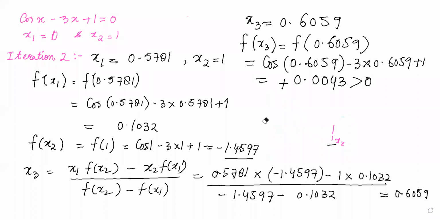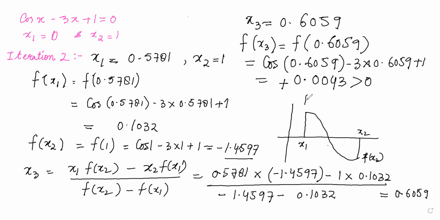Return back to our graph. The value of our function is like this. We had started from x1. This is the value of our x2. Sorry, this is x2 here. f of x2 is negative, f of x1 is positive. Okay, no problem. Now see what's happening.